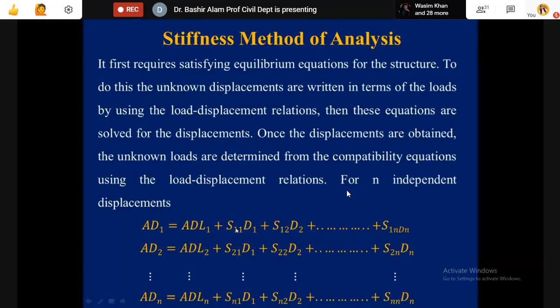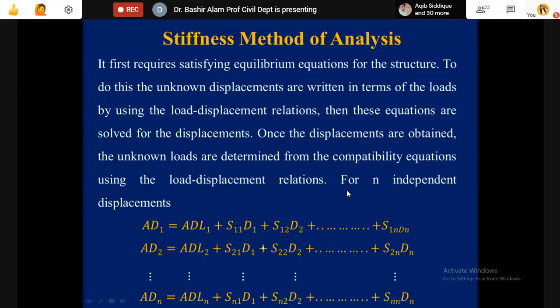S11 used to be F11, if you remember. There it was the flexibility coefficient; here it is the stiffness coefficient. D1 is now taking the place of AR1. D1 is the unknown joint displacement. So now you can see the resemblance between the compatibility condition and this equilibrium condition.